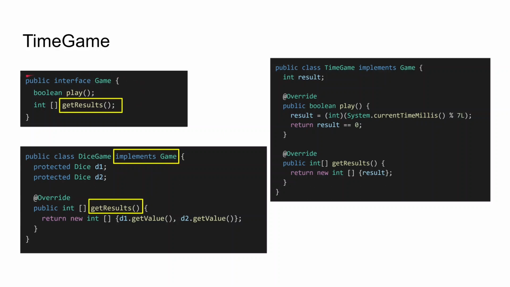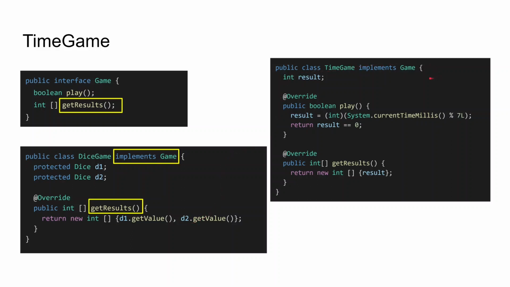So the interface simply looks like this. You define it as an interface, you give it a name, game in this case, and you provide the operations that should be in the interface. And we provide the keyword implements in dice game so that the dice game implements the interface. This is what actually creates the realization relationship in the UML class diagram. And we override get results and also the other operations, play of course.